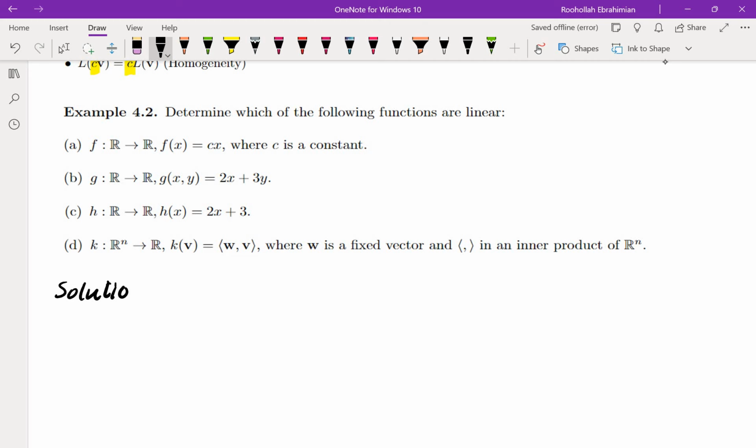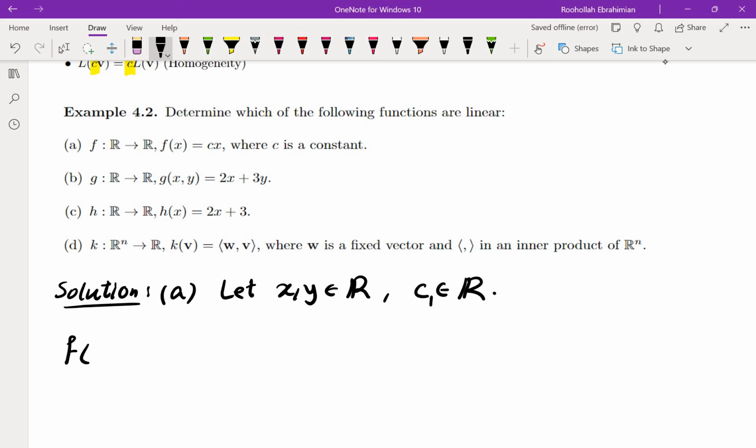The first one is f of x equals c times x, where c is a constant, from R to R, is a linear transformation. So what do we do? We have to check those two conditions, additivity and homogeneity. Let x and y be vectors in the domain, in this case it's just R, and c1 be a scalar. So I think of x and y as vectors, and c1 is a scalar.